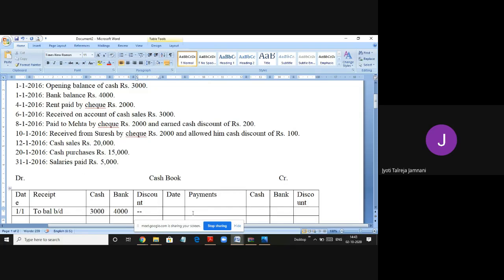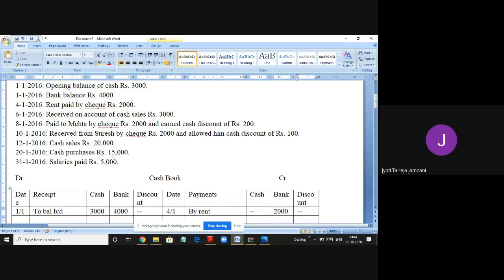Now the next, rent paid by check rupees 2000. So now we'll go on the payment side because we are paying it. So on the payment side, on 4th January, what are we paying? We are paying rent. So we write here by rent. And how are you paying it? You are paying it by check. That means the bank will pay it. So 2000 rupees you will take in the bank column, and money is going out from the bank.